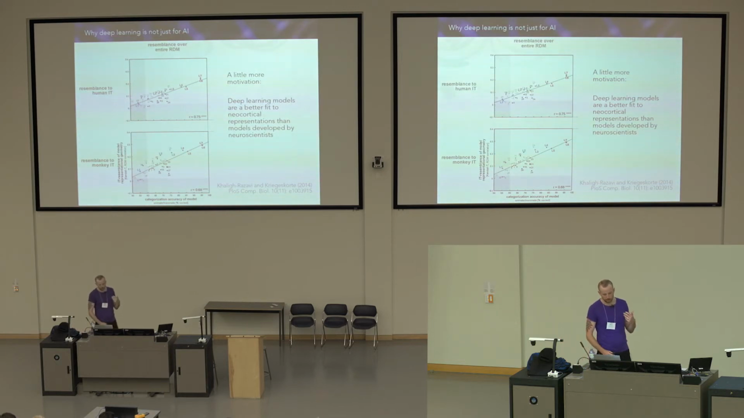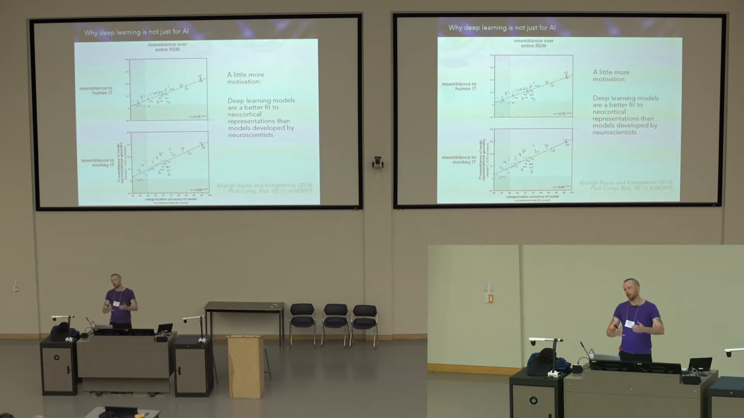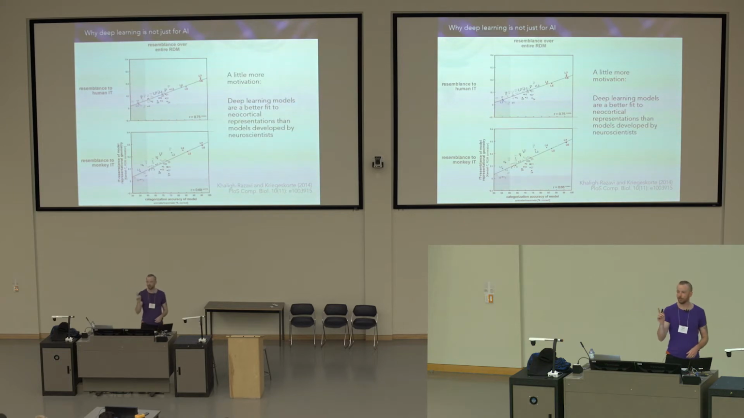So we're now in this funny situation where these deep neural networks that were developed to try to solve a computational task, but developed with the brain in mind, are now doing a better job of fitting the data that we neuroscientists have been recording for a while than many of the models we've developed.